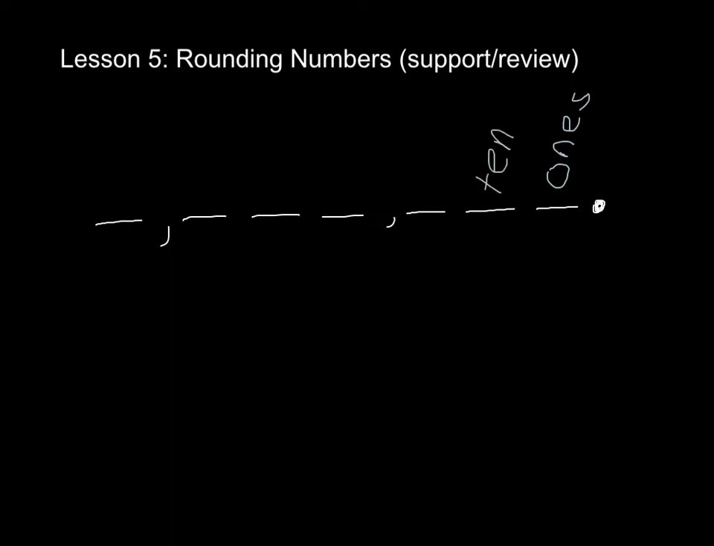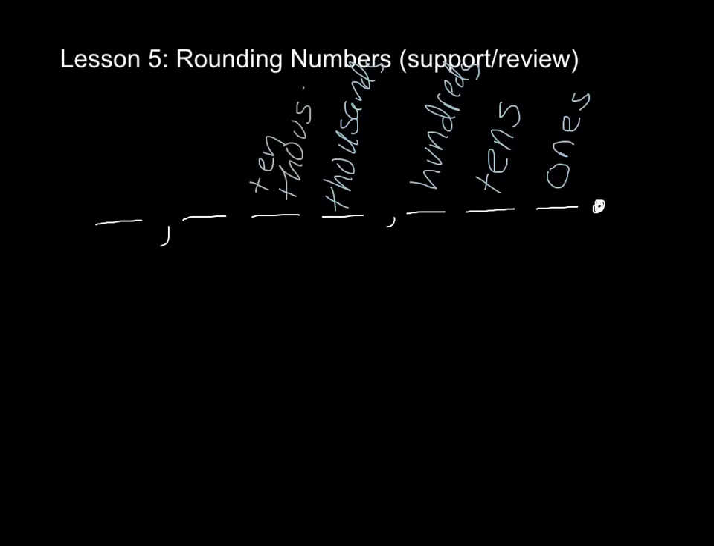Next is the tens place, the hundreds place, then there's that comma, then thousands, 10,000s, 100,000s, I'll say hundthou, millions, and it goes on. It could be after that 10 millions, 100 millions, billions, 10 billions, 100 billions, trillions, and on and on.